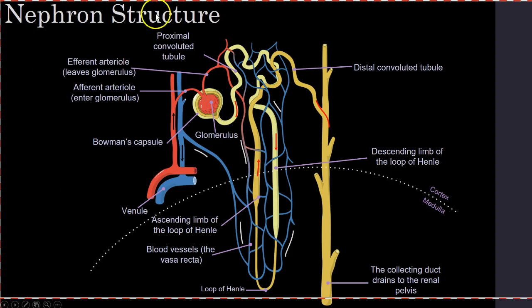So this is just the nephron structure again. You do need to be familiar with these parts of the nephron. So we've got the glomerulus, which is the capillary network where filtration occurs. We then have the Bowman's capsule where the filtered blood is then moved through the tubule, down the loop of Henle, and then depending on whether it's being reabsorbed back into the capillary network or whether it's being collected in the collecting duct.